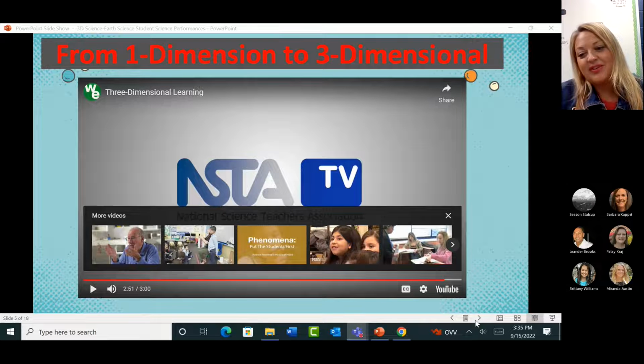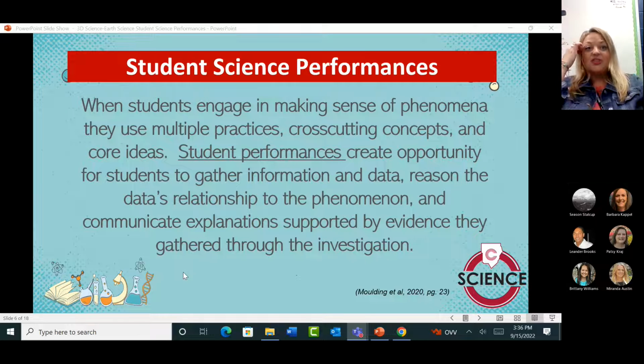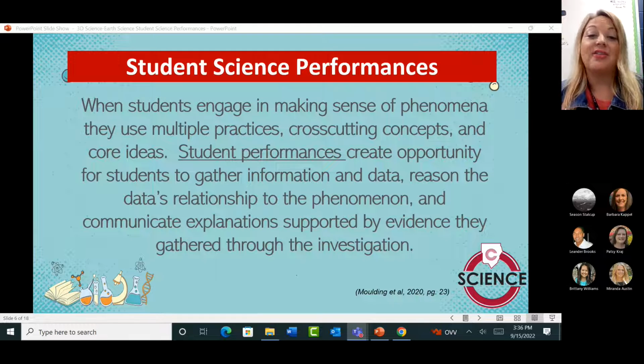All right, so that was just giving us a brief overview of three-dimensional learning and what that looks like in the classroom or what it should sound like and all that good stuff. So let's specifically look at student science performances. When students are engaged in making sense of phenomena, they're using those science and engineering practices, multiple ones, cross-cutting concepts, and those core ideas. It creates an opportunity for them to gather information and data, reason relationships, and communicate explanations supported by evidence.